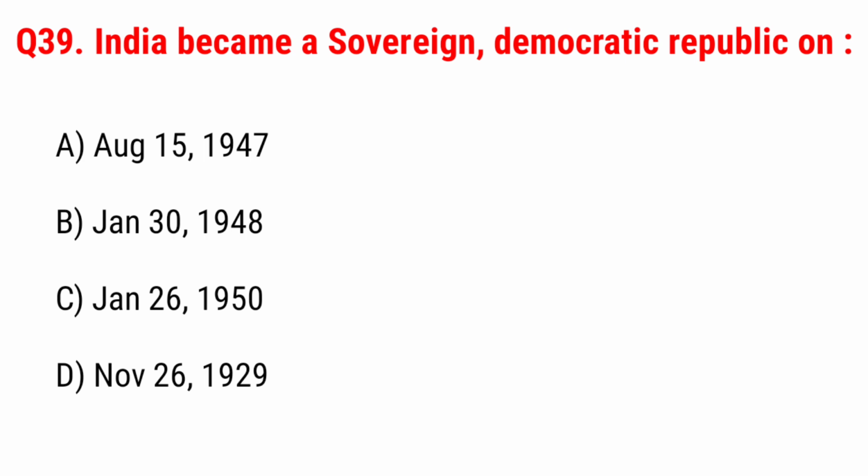Next question. India became a sovereign democratic republic on option A, August 15, 1947, B, January 13, 1948, C, January 26, 1950, D, November 26, 1929. Right answer will be the option C, January 26, 1950.